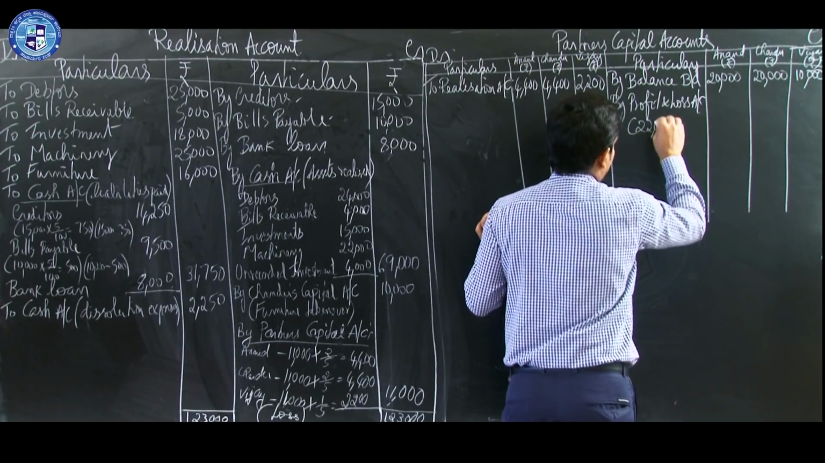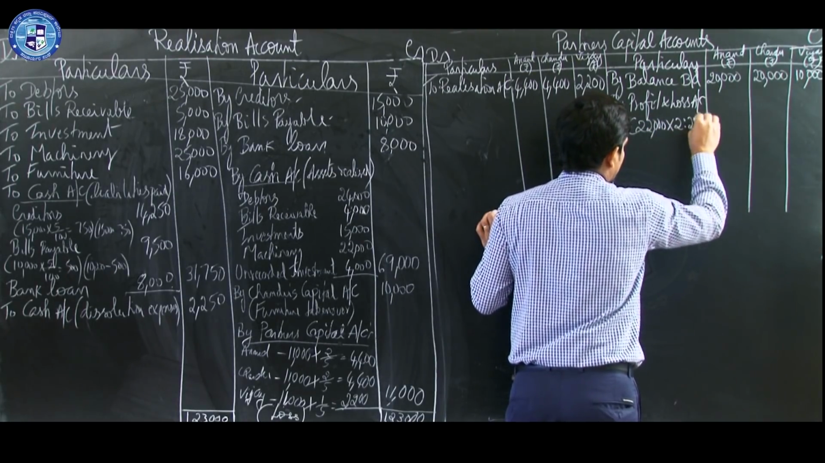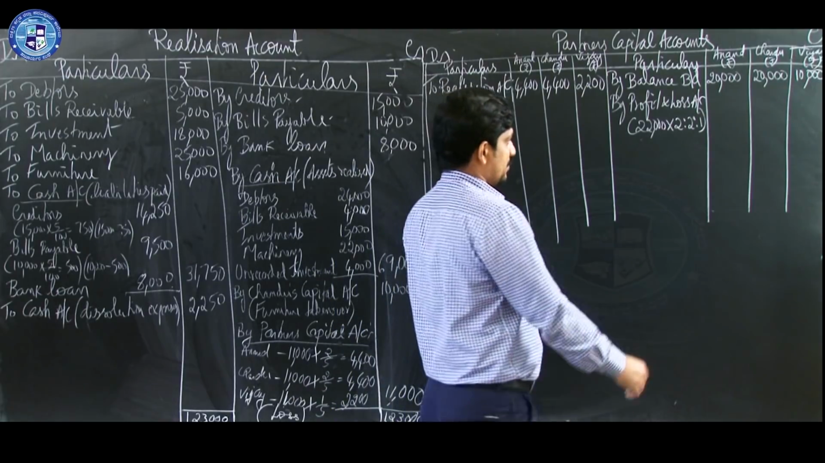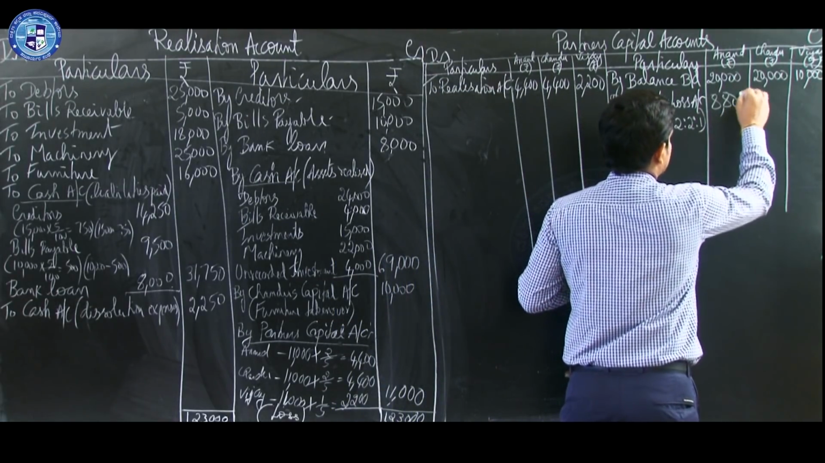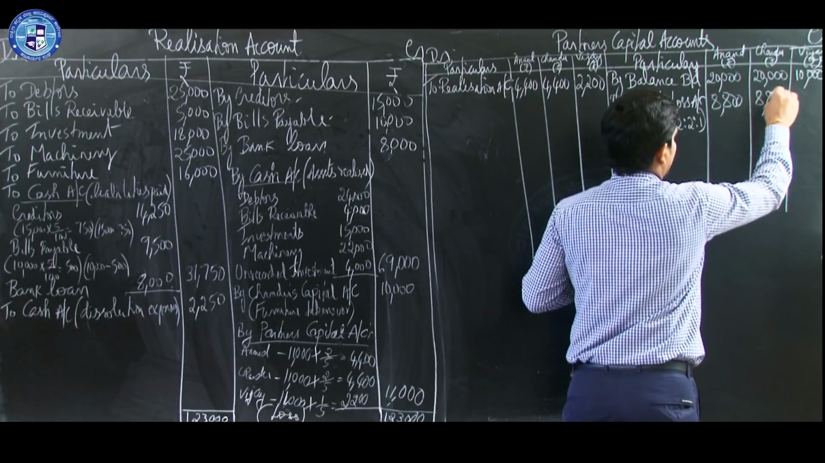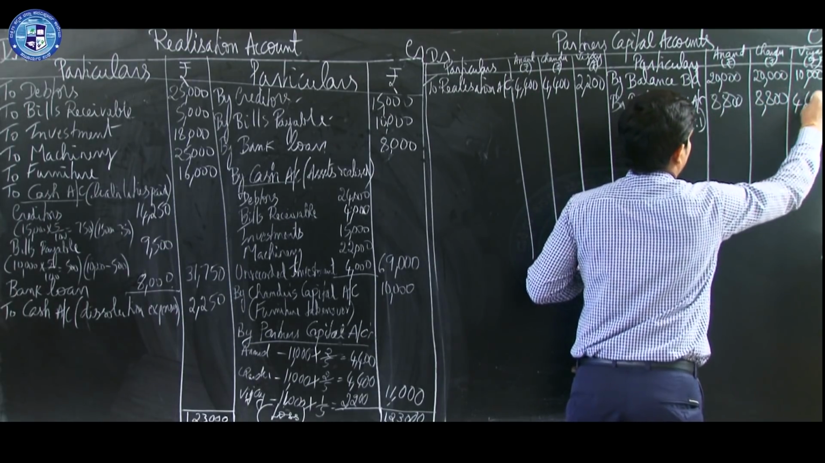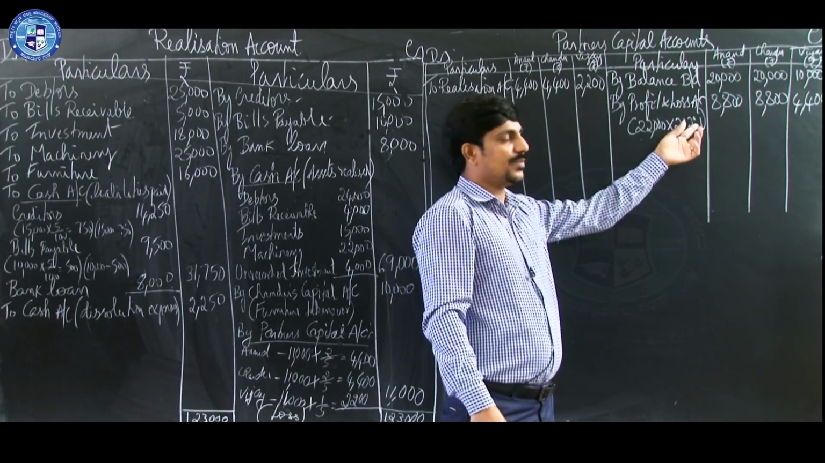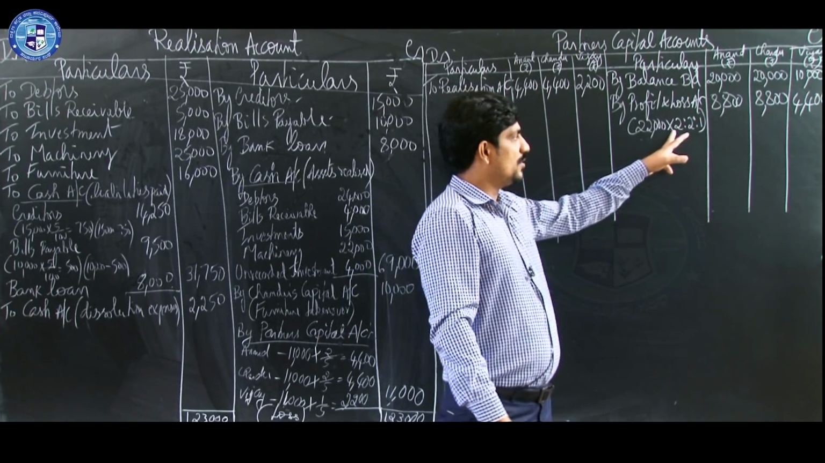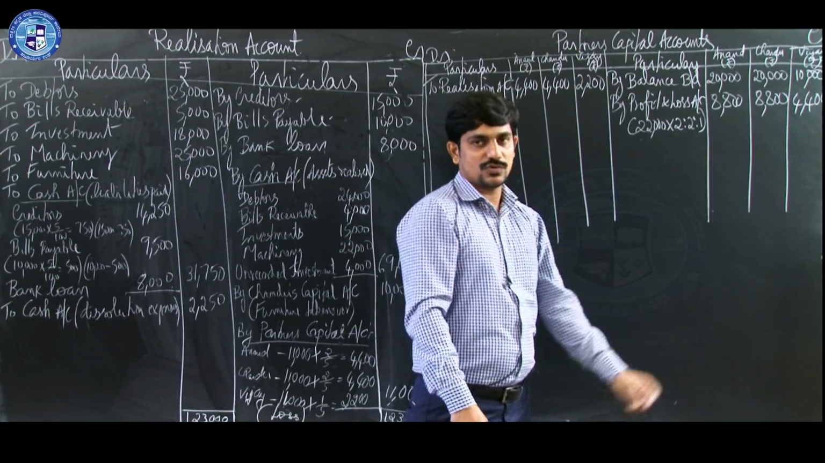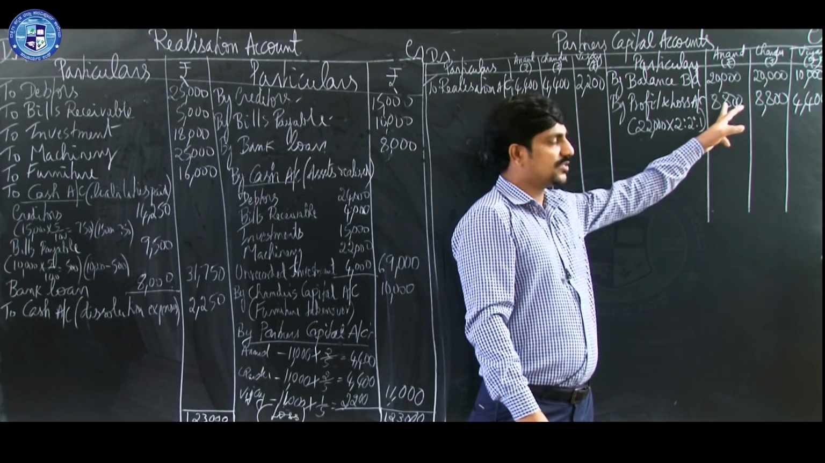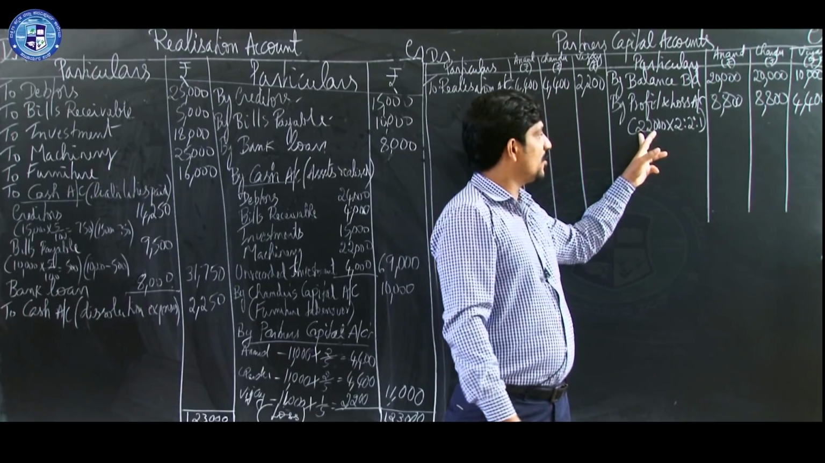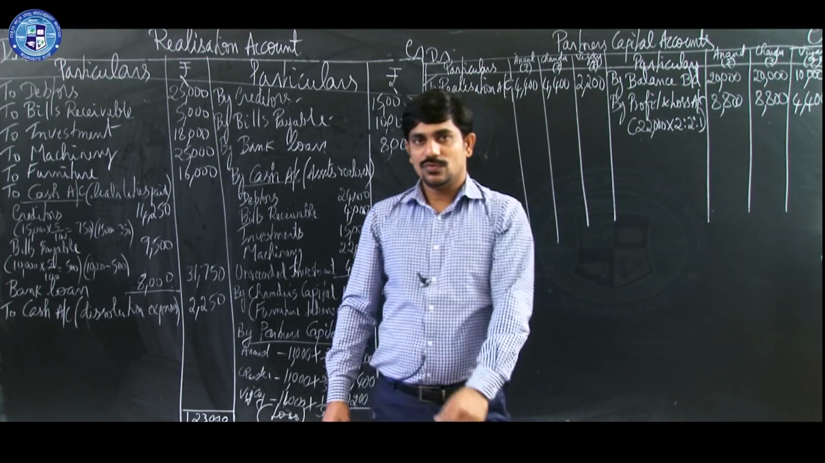Total how much is given? 22,000, in the ratio 2:1:2. First partner: 22,000 into 2 by 5 is 8,800. Second partner also 22,000 into 2 by 5, 8,800. And the last partner 22,000 into 1 by 5, 4,400. 2 plus 2 plus 1 means the total share is 5, so you have to divide by 5.